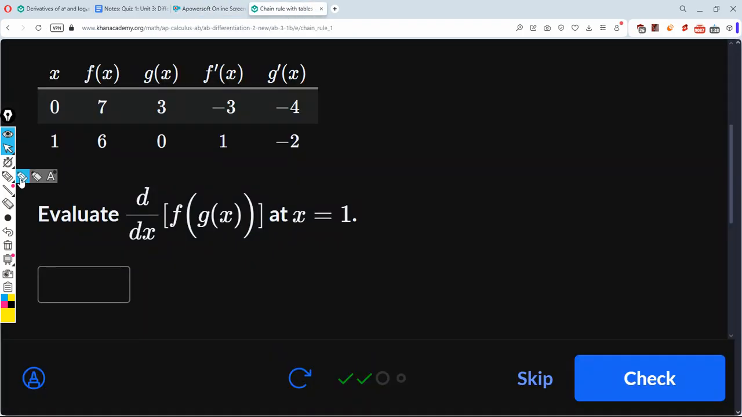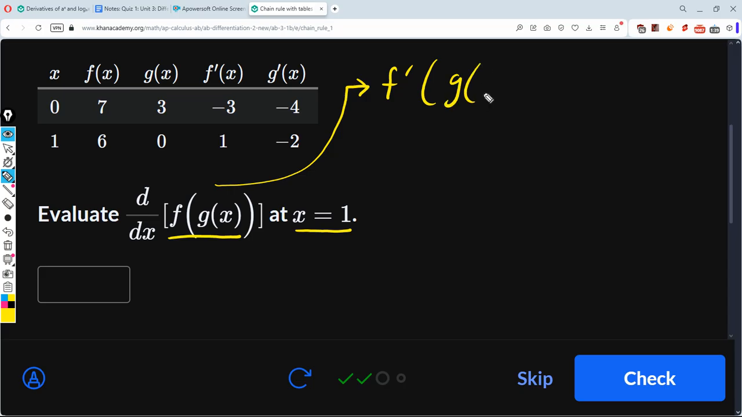These are all basically the same. We'll do one more. Find the derivative of f of g of x at x equals 1. The derivative of a composite function is going to be the derivative of the outer, so that's f prime. Leave the inner alone, so that's g of x. And then times the derivative of the inner, so that's g prime of x.